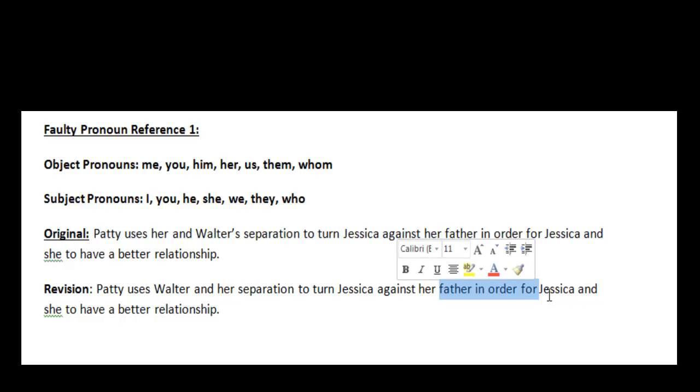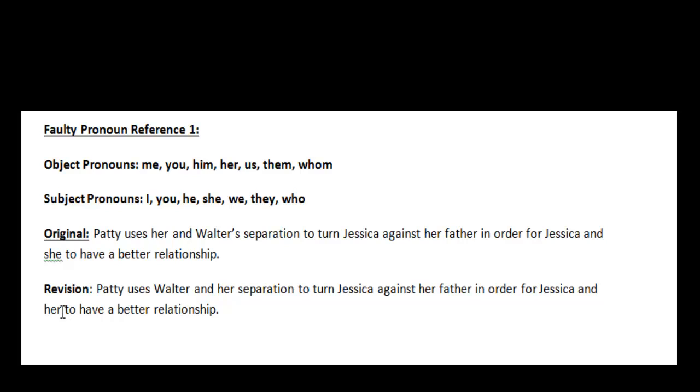So therefore, we're going to need to swap out the subject pronoun and replace it with an object pronoun. So not too hard to do. We know that the object pronoun for third person, feminine, is "her." So let's now look at the sentence and see if it doesn't sound a little bit better and make some more sense. "Patty uses Walter and her separation to turn Jessica against her father, who is Walter, in order for Jessica and her to have a better relationship."